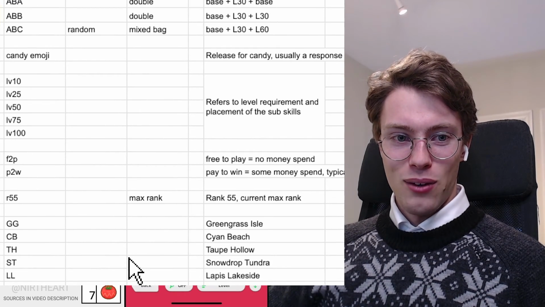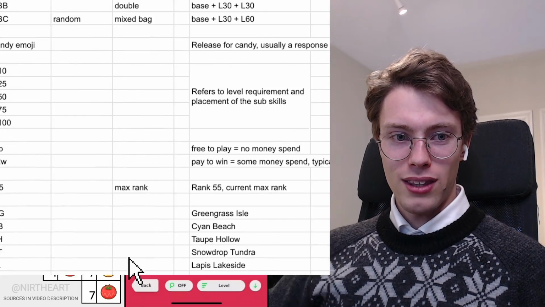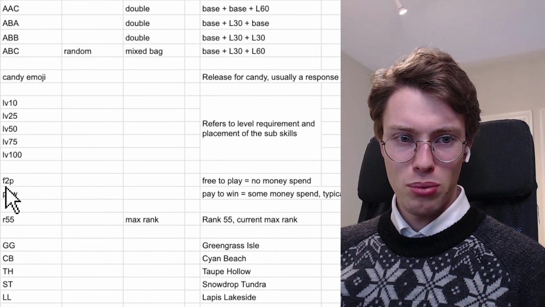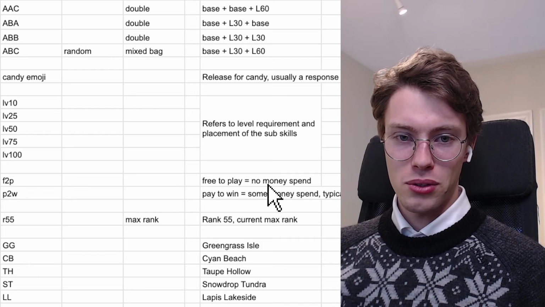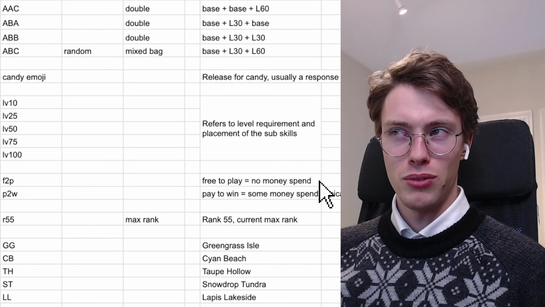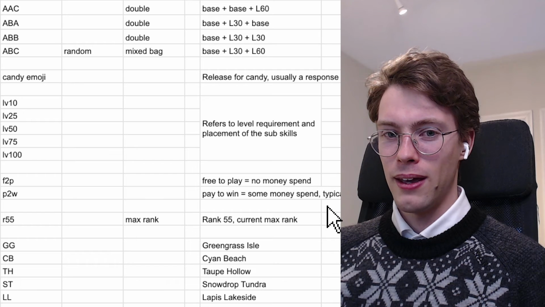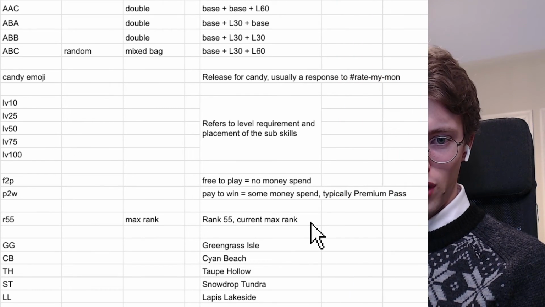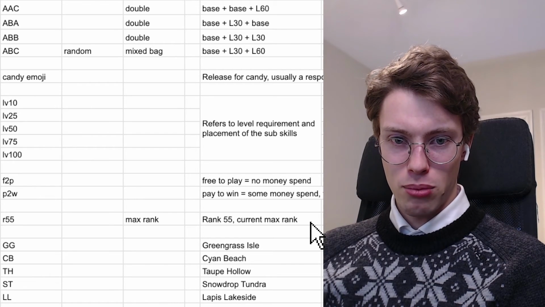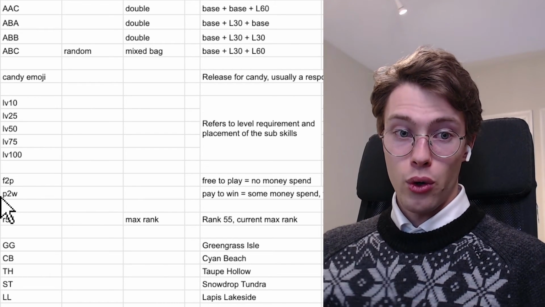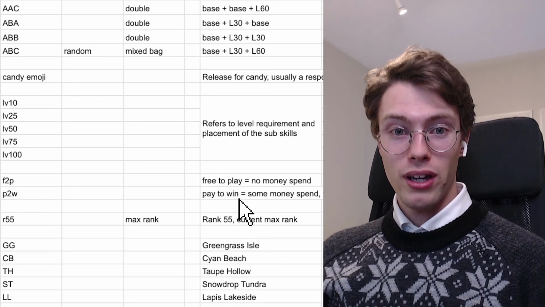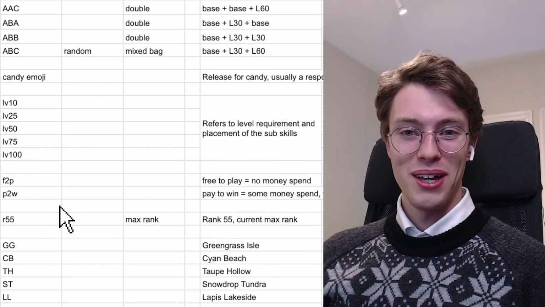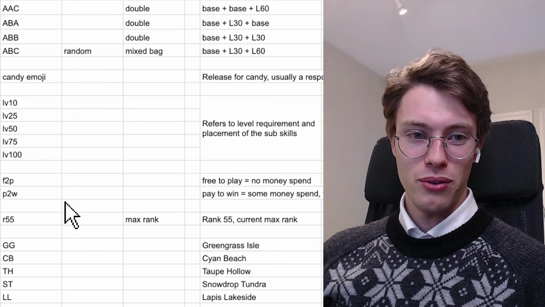And then we just have a couple more here. So we got the, whoops, that was the image, not my pointer. F2P, free to play, equals no money spent, or just a little money every now and then, but definitely it is not the premium pass. Or the P2W, pay to win, spend some money. Typically the P2Ws will have the premium pass and then get some bundles every now and then.